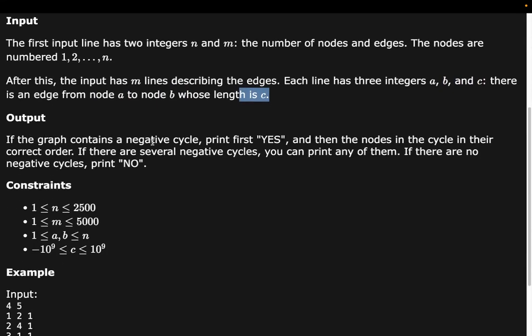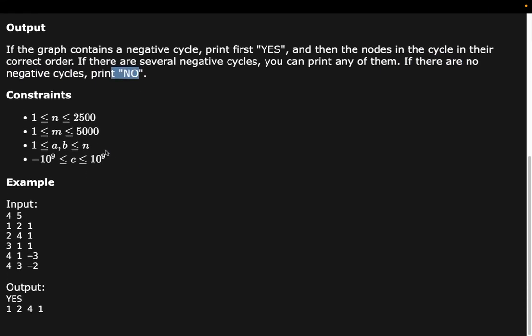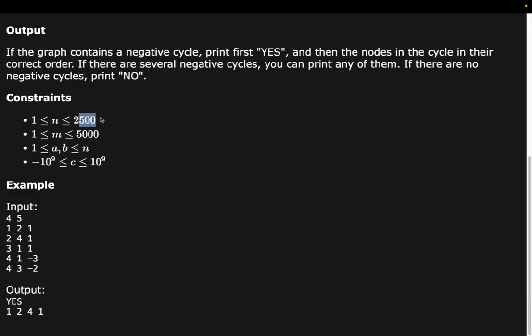In output, if the graph contains a negative cycle, you need to print yes and then the nodes in the cycle in their correct order. If there are several negative cycles, you can print any of them. If there are no negative cycles, you simply print no. The number of nodes is up to 2500 and the number of edges is up to 5000. Nodes are numbered 1 to n. Edge weights are from minus 10^9 to 10^9.